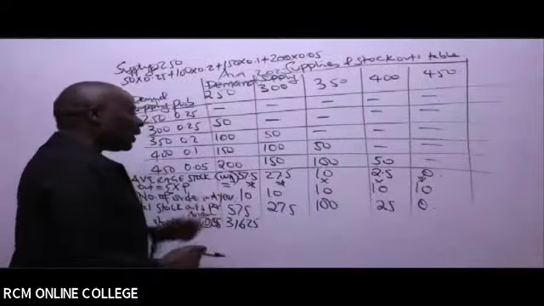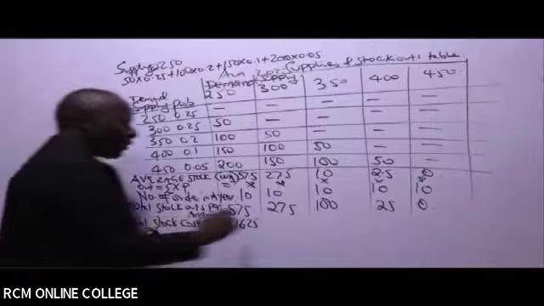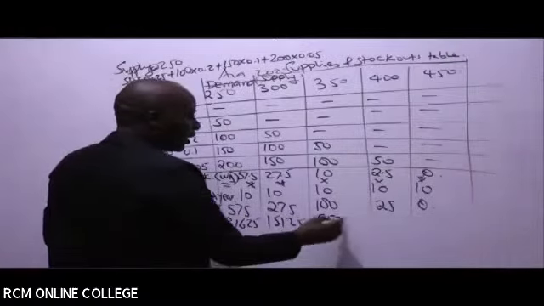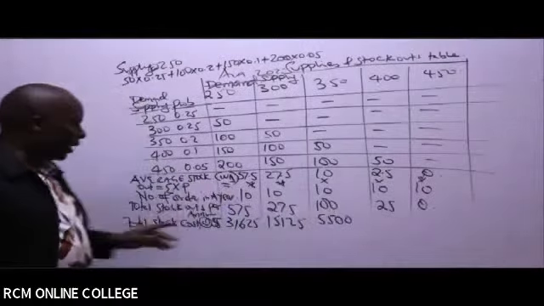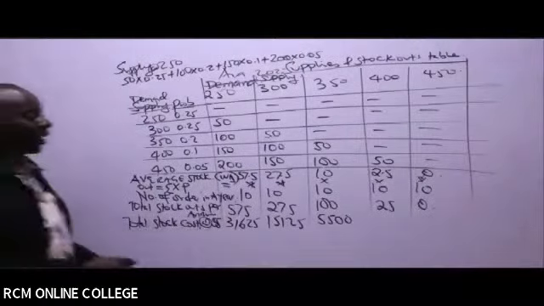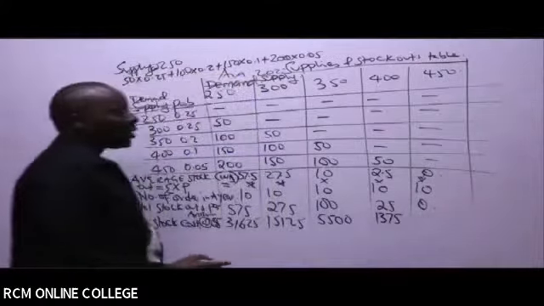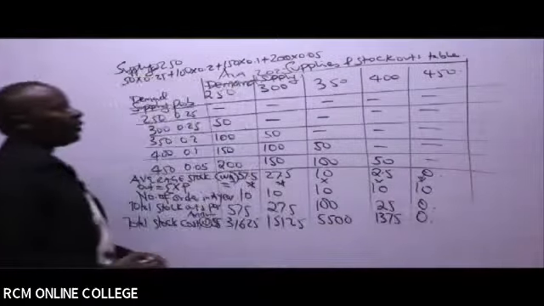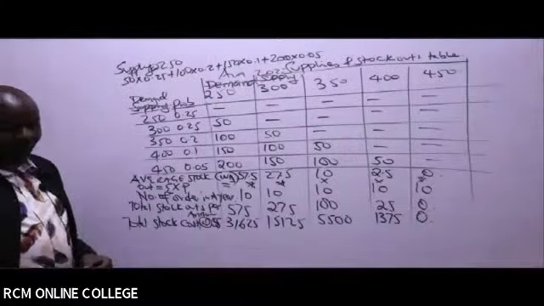275 times 55, somebody by any chance? I know you are tired. 15,125. 100 times 55, that's what I know. It will be 5,500. Then we have, ladies and gentlemen, 25. 25 times 55 is 1375. And then lastly, we have 0 times 55, which gives me 0.